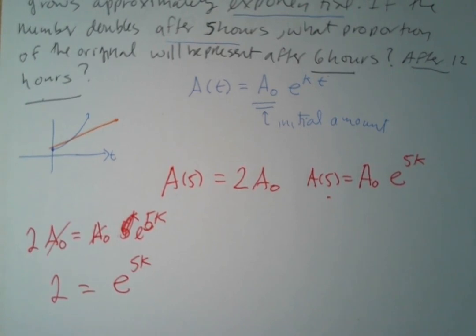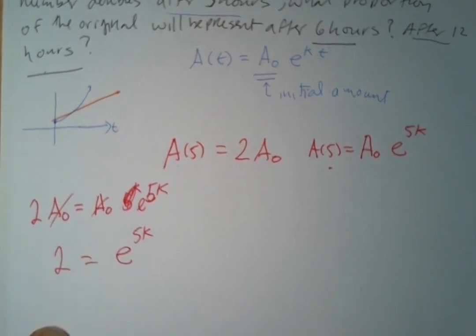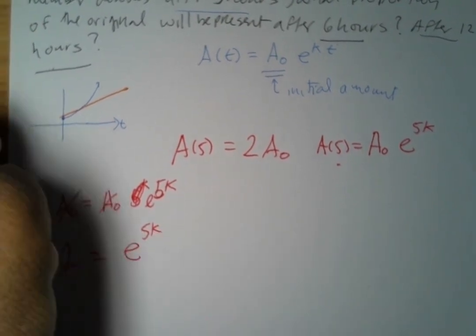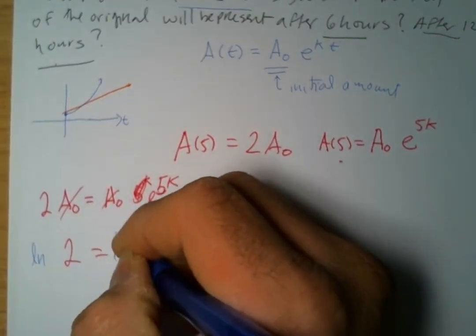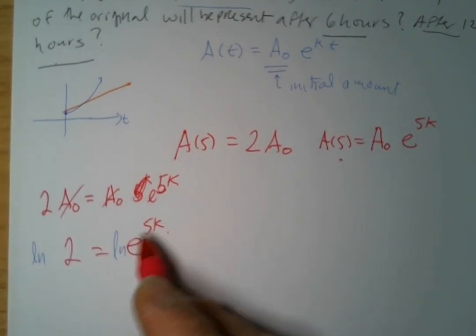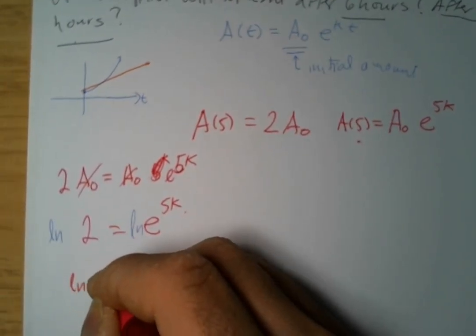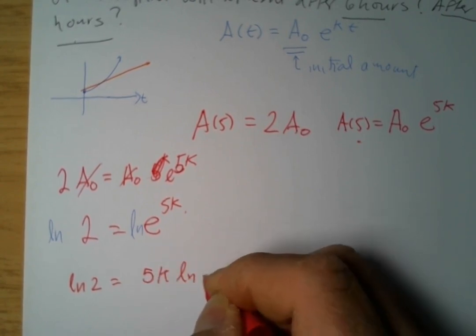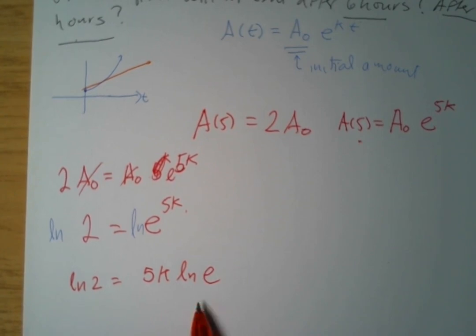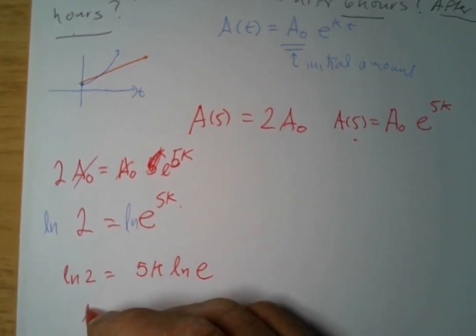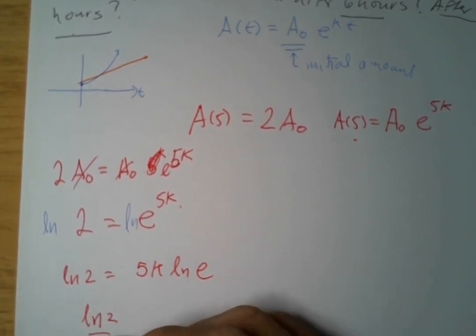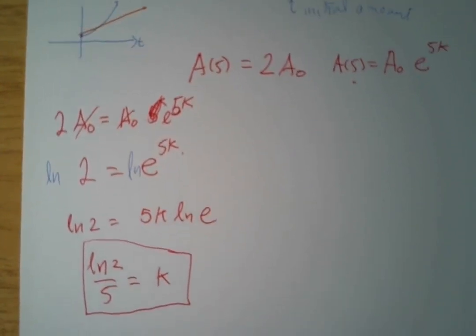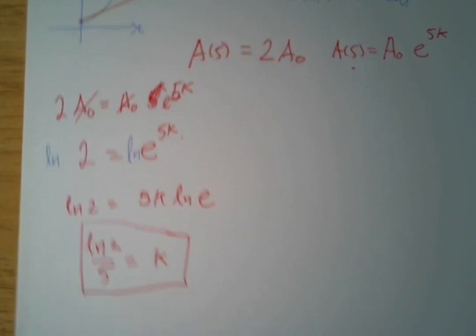All right, now using techniques that we learned solving equations involving e, we can take the natural log of both sides. If I do that, ln of both sides, that 5k now becomes a coefficient, so we get ln of 2 is equal to 5k ln of e. And ln e is 1. So I can divide by 5 on both sides, and then I get this for my value of k.